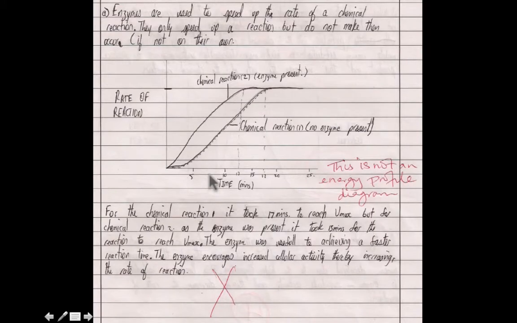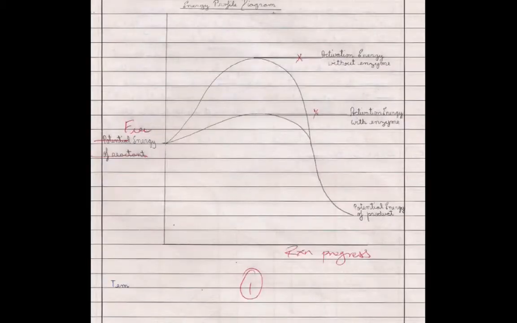Now this here, I think they were going for a Michaelis-Menten curve. That's what they were thinking, but that is definitely not an energy profile diagram. This person, again, the students have some trouble identifying exactly where the activation energy is. So you have to be very careful how you label your graph.